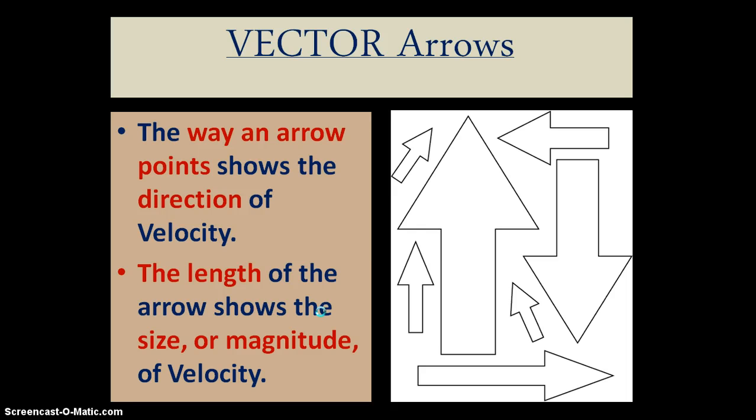The way an arrow points shows the direction of velocity, so that's obvious. The length of the arrow, though, shows the size or magnitude of velocity. So a bigger arrow means that it's moving at a faster speed. A smaller arrow, like these little ones, show that it's moving slower, but it's going in that direction.